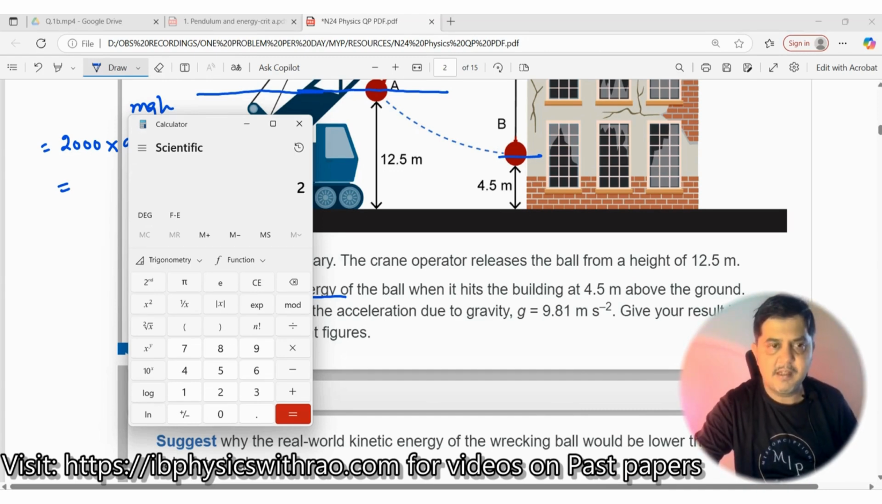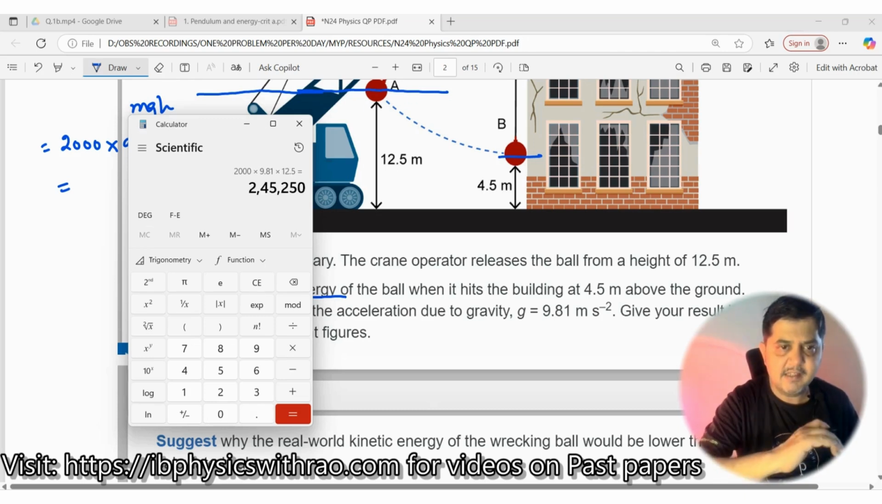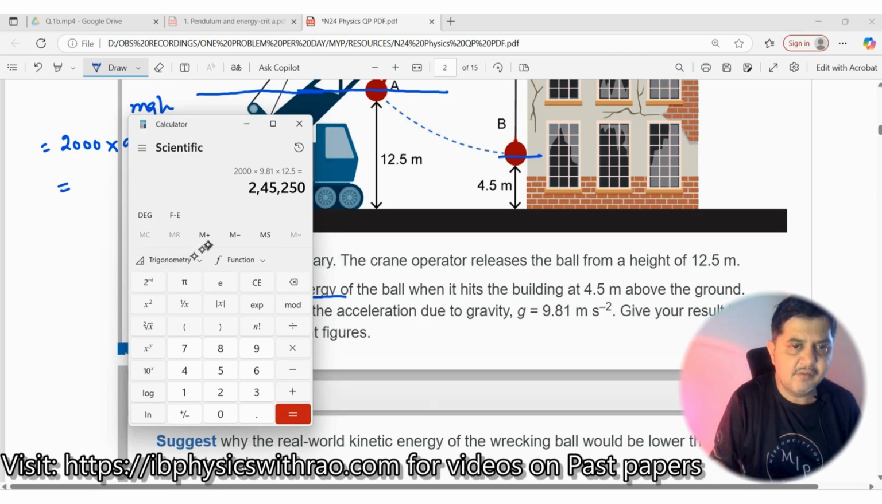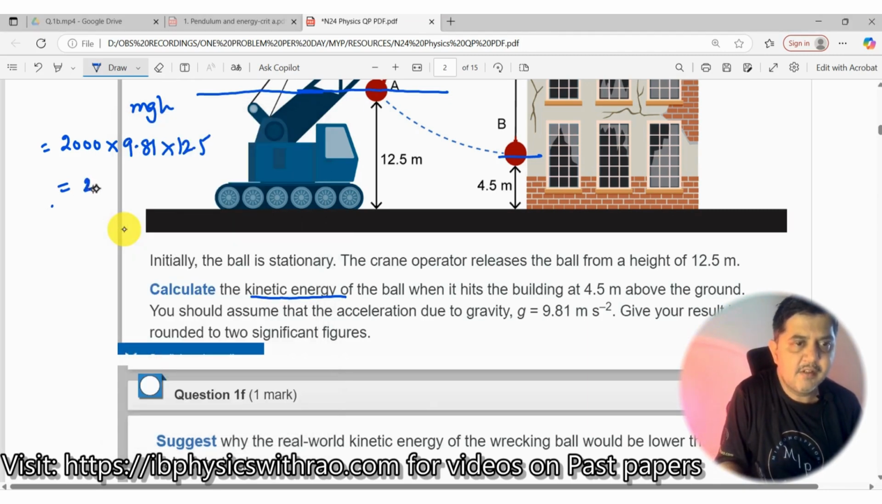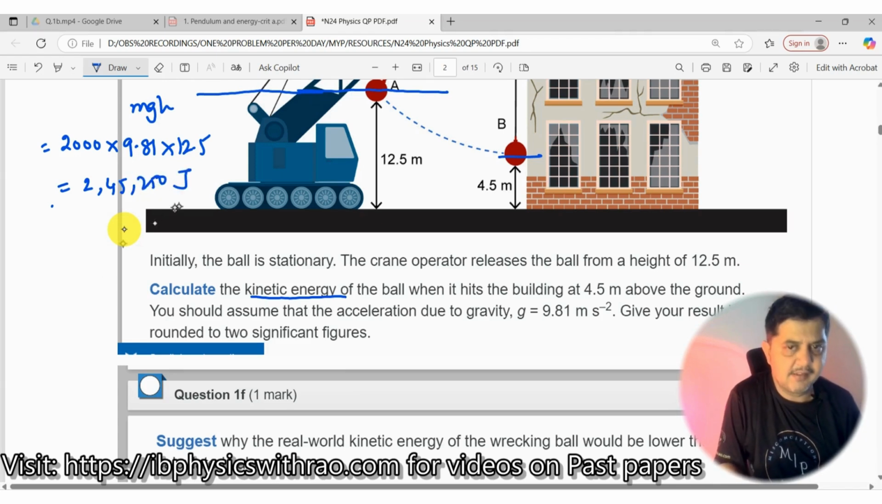So this should now be 2000 multiplied by 9.81 multiplied by 12.5, right? Enter this, you get 245,250. What's the unit? Joules. Energy is in joules. Or maybe I can write 245 kilojoules.